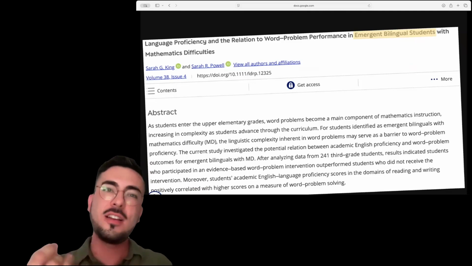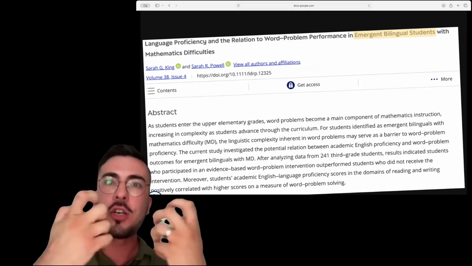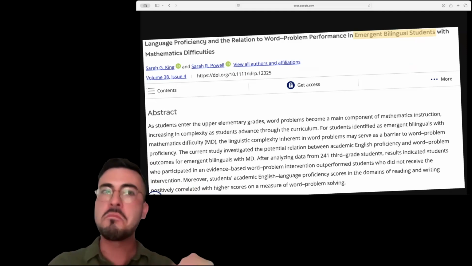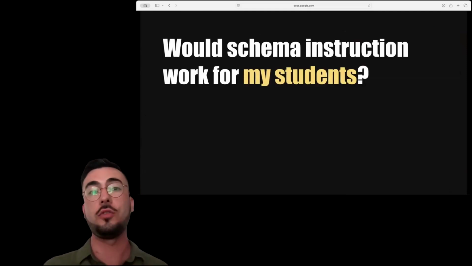So when we talk about our English language learners, our multilingual learners who are struggling to access the language of the problem, even if they might understand the math, the numbers, this is a strategy that has been shown in research to work for those students.